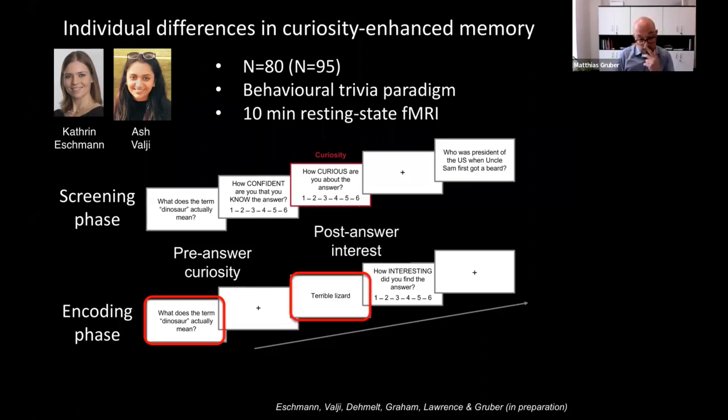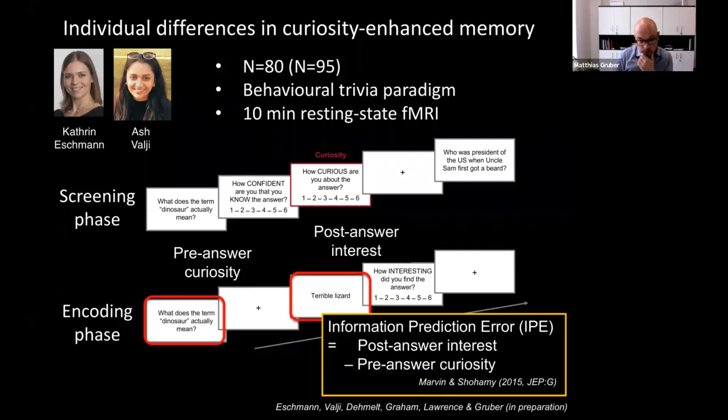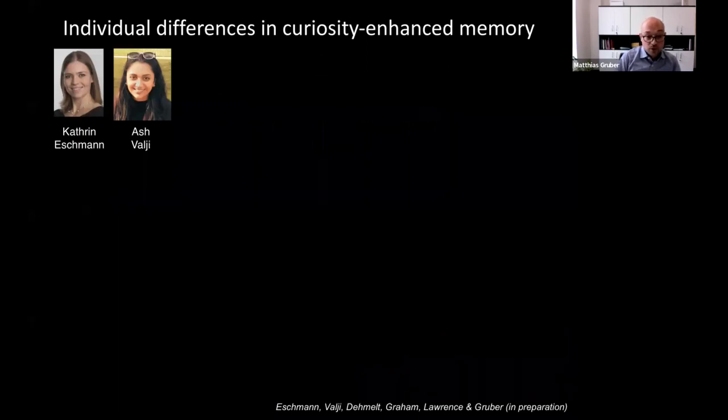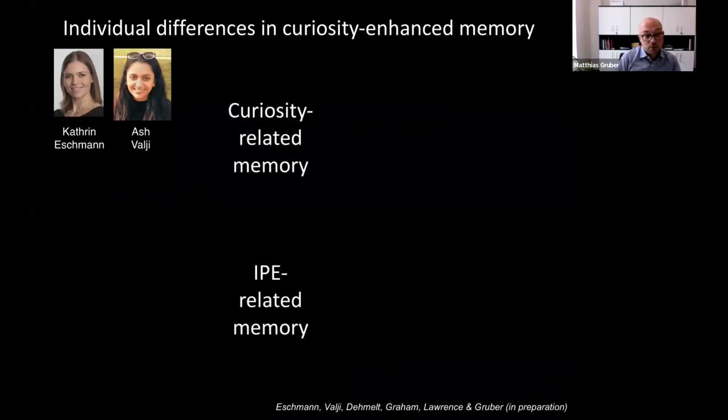And what we can do with these two ratings, and this was an approach spearheaded by Caroline Marvin at Columbia University together with Daphna Shohamy, is to calculate a so-called information prediction error, where you take the difference between post-answer interest minus pre-answer curiosity. We can see whether these effects, your expected curiosity compared to how surprising the information actually was, have different effects on memory. And it has been shown that it has different, independent effects on memory. This is what we found in this first experiment, first behaviorally, replicating previous studies.